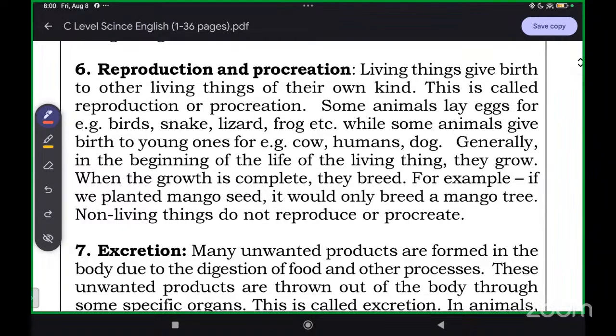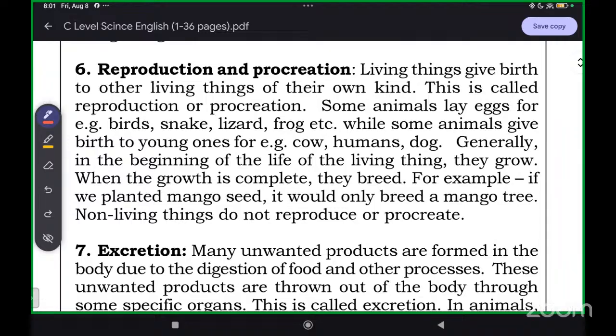Living things give birth to other living things of their own kind. This is called reproduction or procreation. When you give birth to something of your own kind, you reproduce. Only living things can reproduce. Some animals reproduce by laying eggs, for example birds, snakes, and lizards. Some animals directly give birth to young ones, like cows, humans, and dogs.